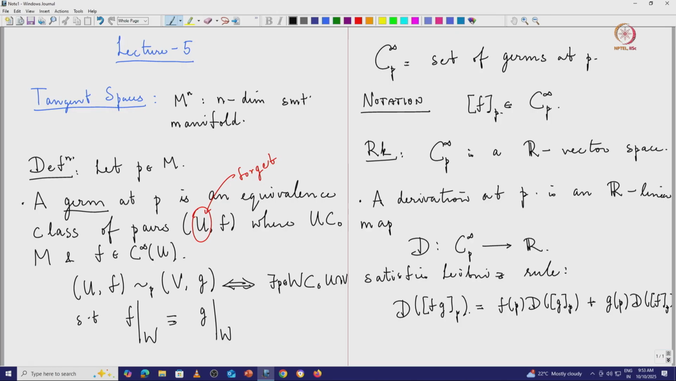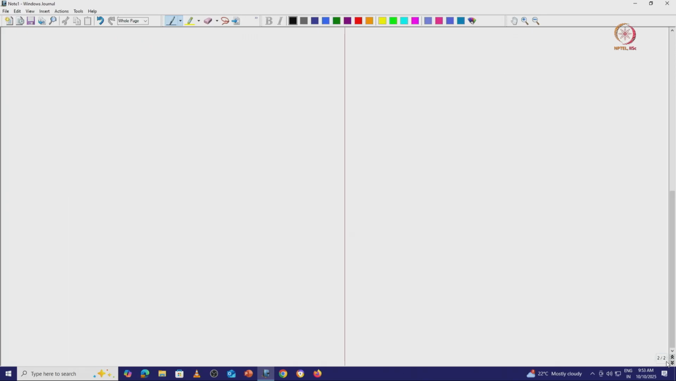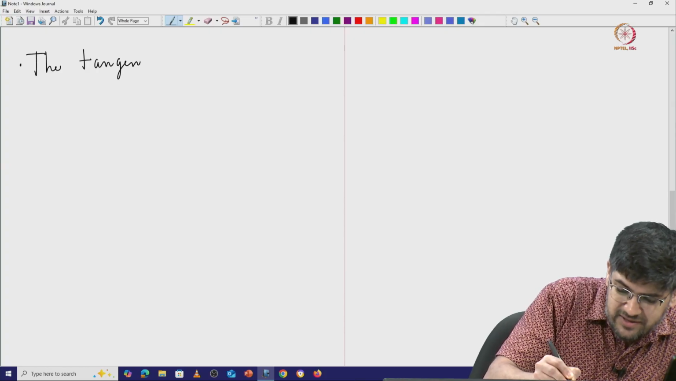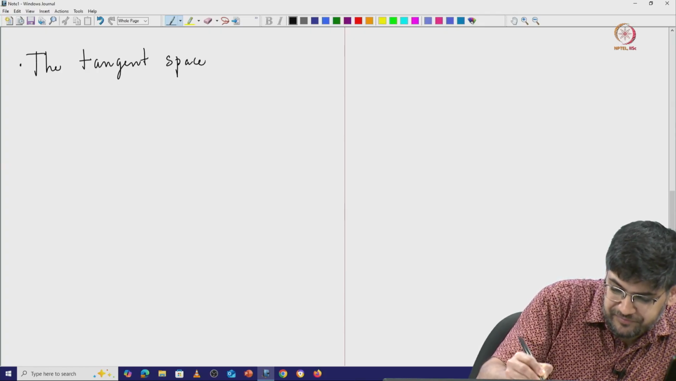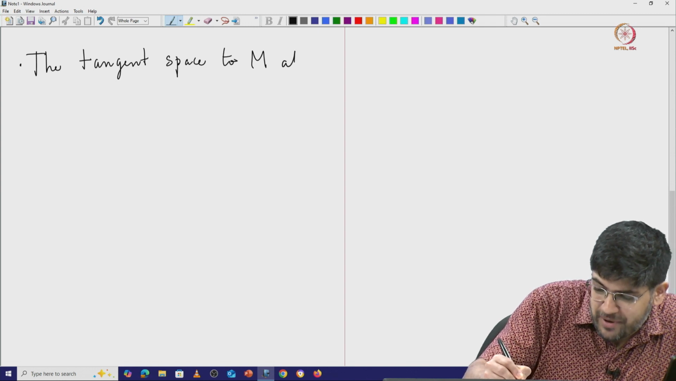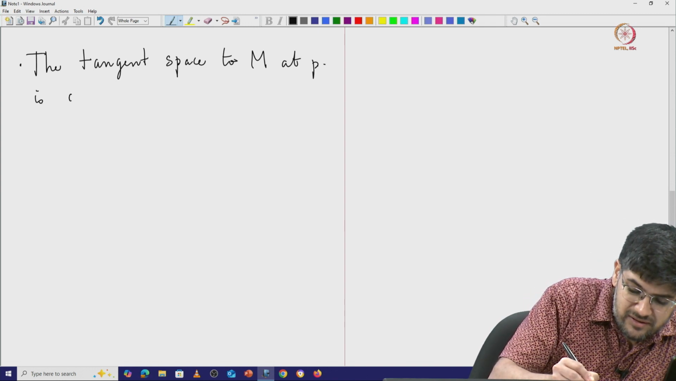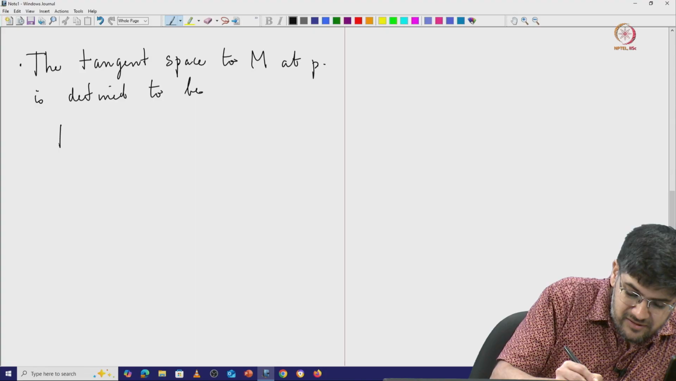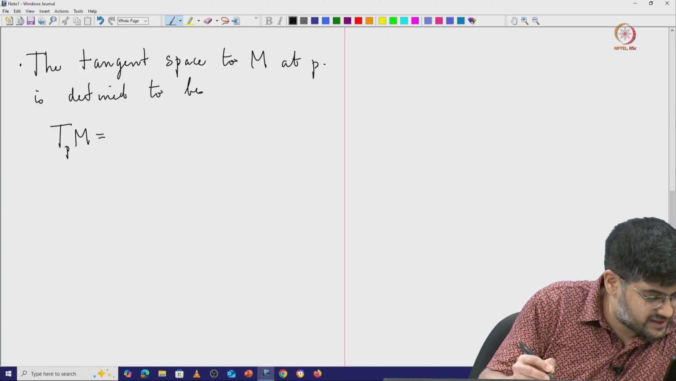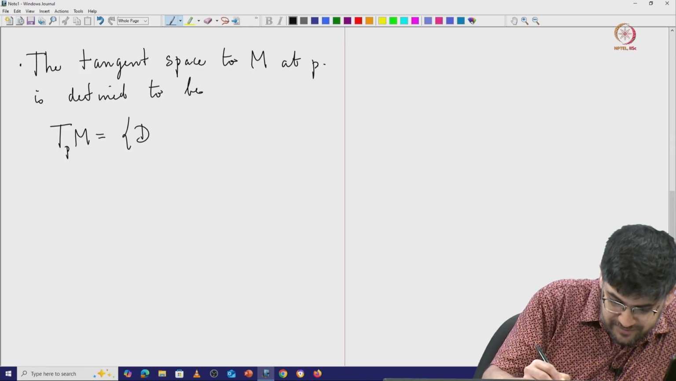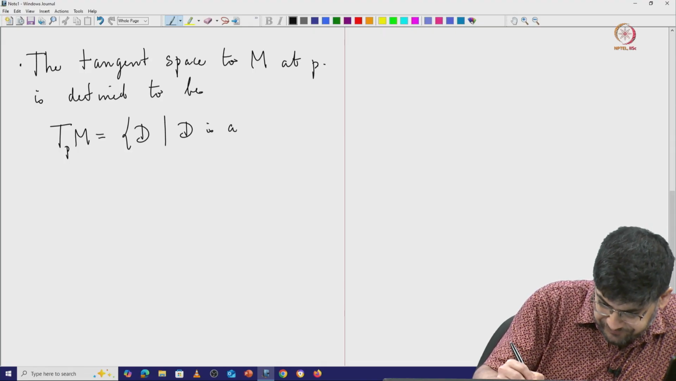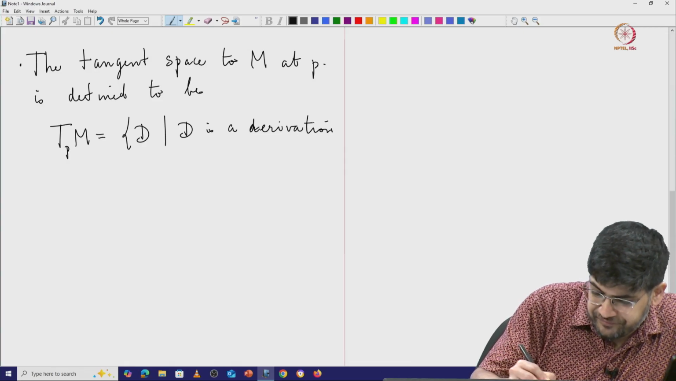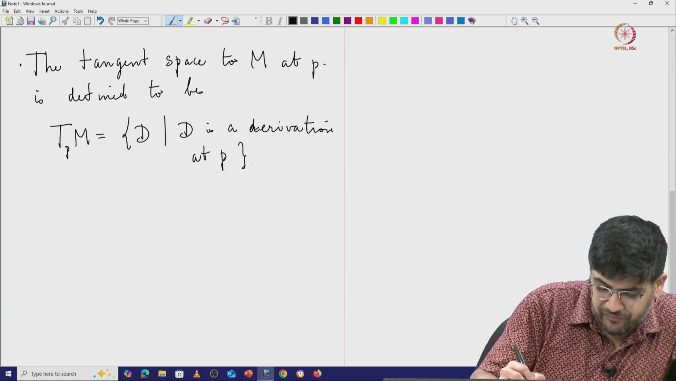So this is essentially the familiar product rule that we learn about in calculus. Okay. So then the tangent space to M at this point P is defined simply by the set of derivations.